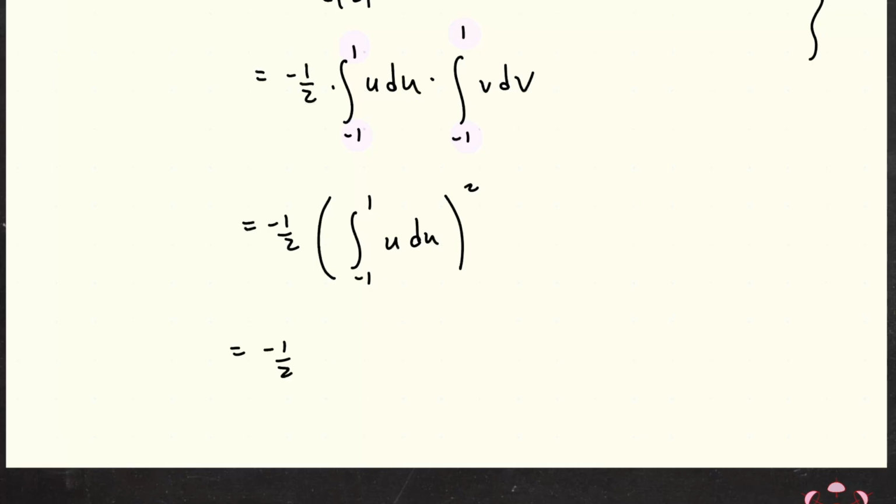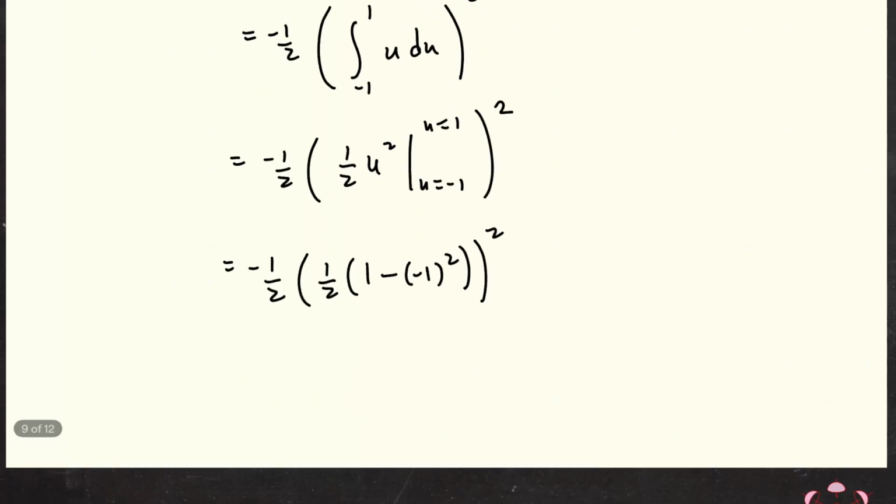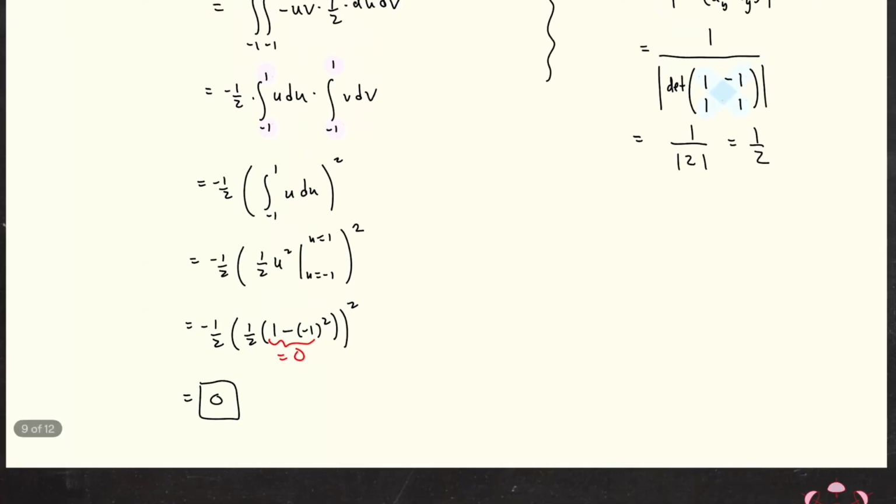All right, so negative 1/2. Let's go ahead and integrate this. I've got 1/2 u squared as u goes from -1 to 1. Don't forget to square our final answer. Negative 1/2, and then I do 1/2 evaluated at 1 minus -1, squared. And what do I get? 1 minus 1, this is 0. So I end up just getting 0, which is a little bit surprising. Did we do something wrong? Well, the calculation looks solid.